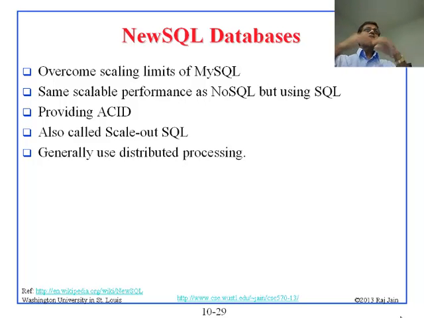But it has limitations, because of relational databases and because of SQL, whatever it is. So they came up with NewSQL databases, which extend SQL's life and extent. They have the same performance as NoSQL, but they use SQL. They provide ACID, and they are also called scale out SQL, which means they are making SQL bigger, generally by using distributed processing as opposed to centralized processing.